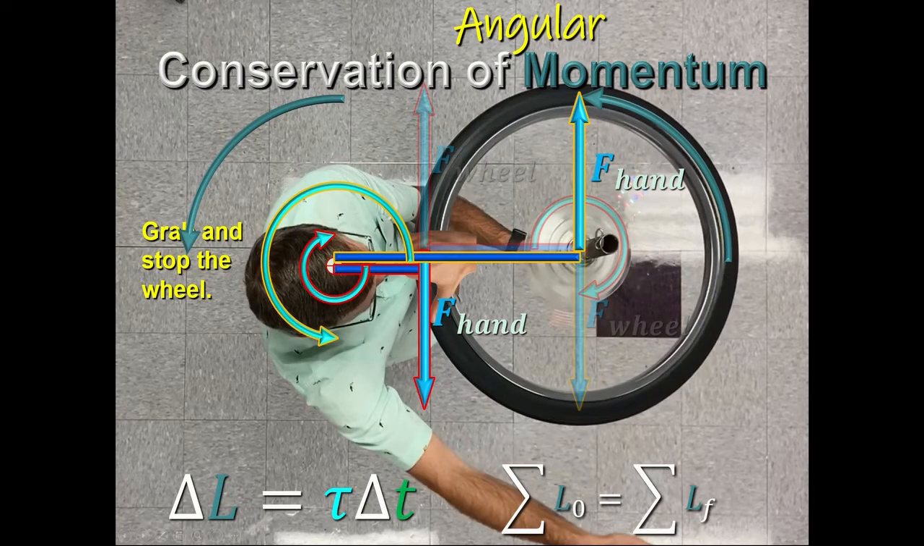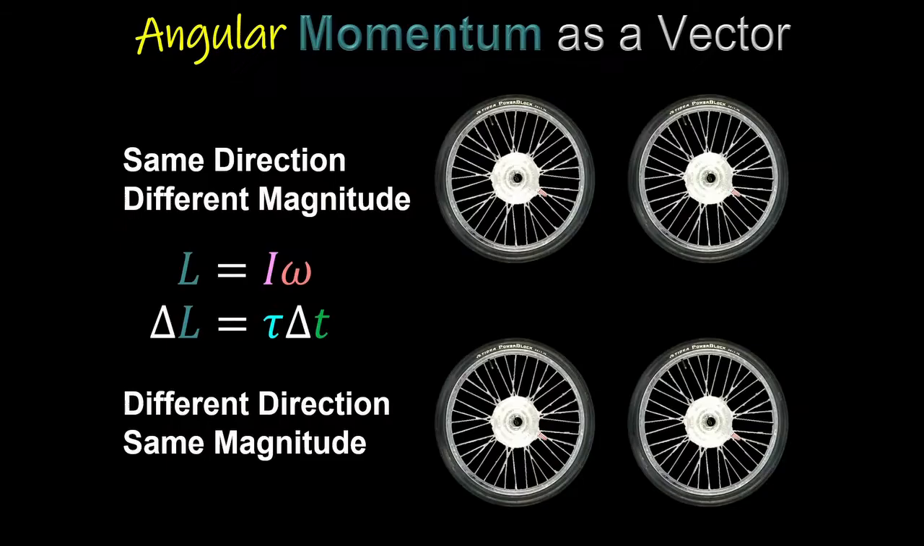Action-reaction is just what explains conservation of angular momentum. But we have to do action-reaction with torques. All right, now let's look at angular momentum as a vector quantity.